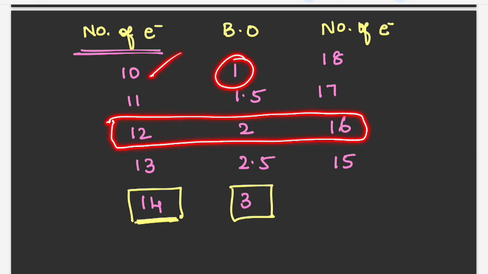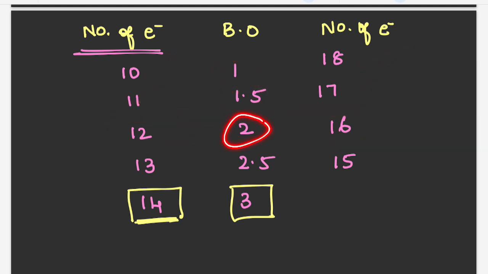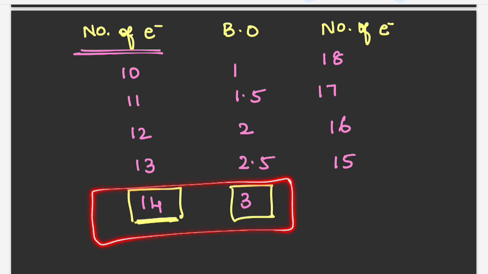So this is common for these two. Same way, this is common for these two, and again, this is common for these two. Only 14 has the highest bond order. So remember this trick. There is no need to calculate using the formula as well.